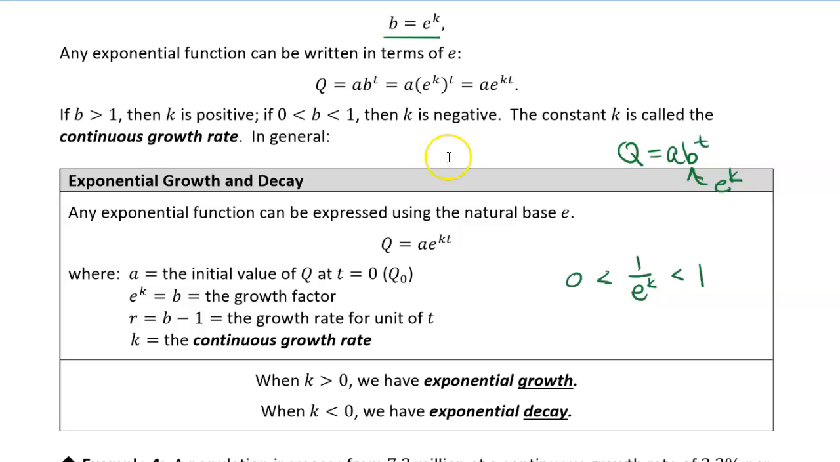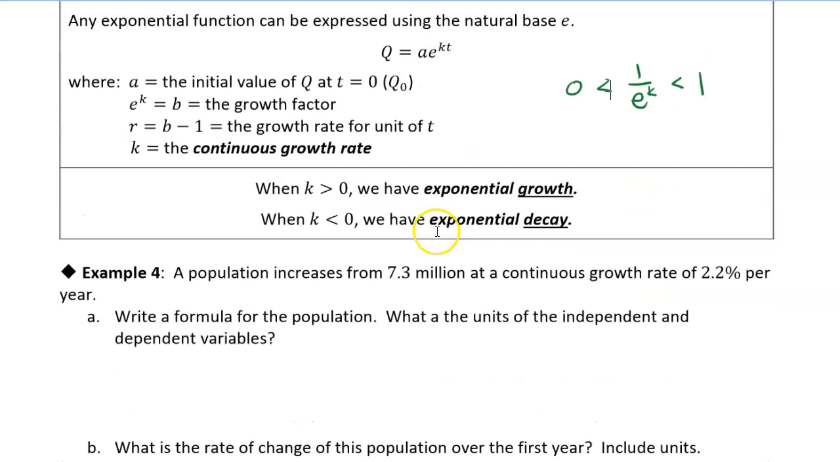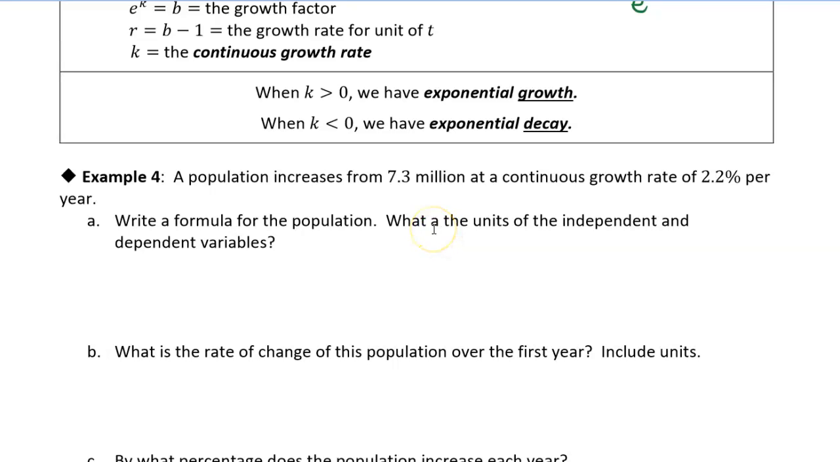All right, so let's take a look at this next example. We have a population that's increasing from 7.3 million at a continuous growth rate of 2.2% per year. You have to read very carefully here, because they're giving you the continuous growth rate. If it says the word continuous, then this is k. We want to express it as a decimal, so 0.022. If it just says growth rate, then it's r. But if it's continuous growth rate, then it's k.